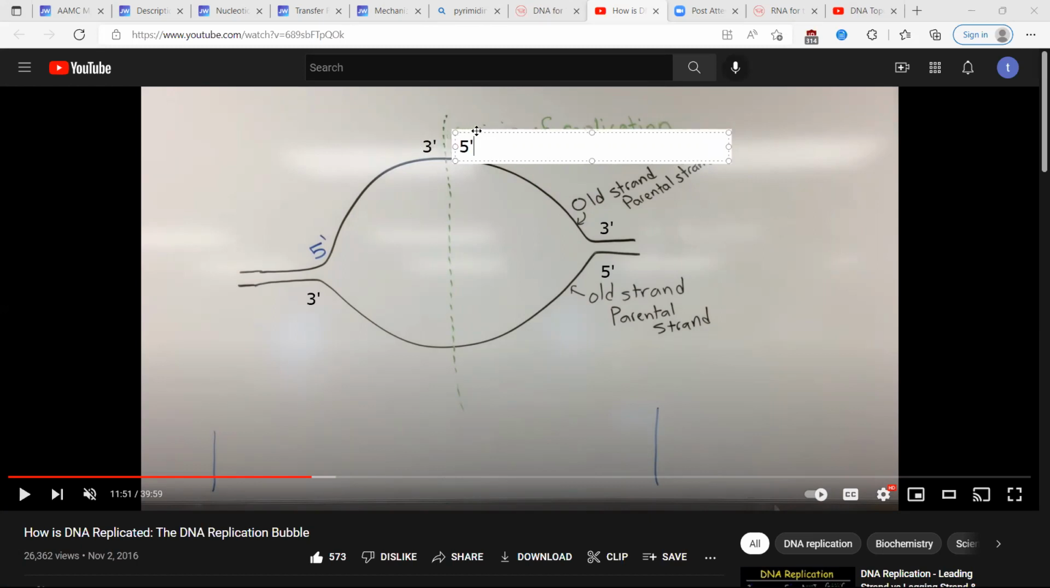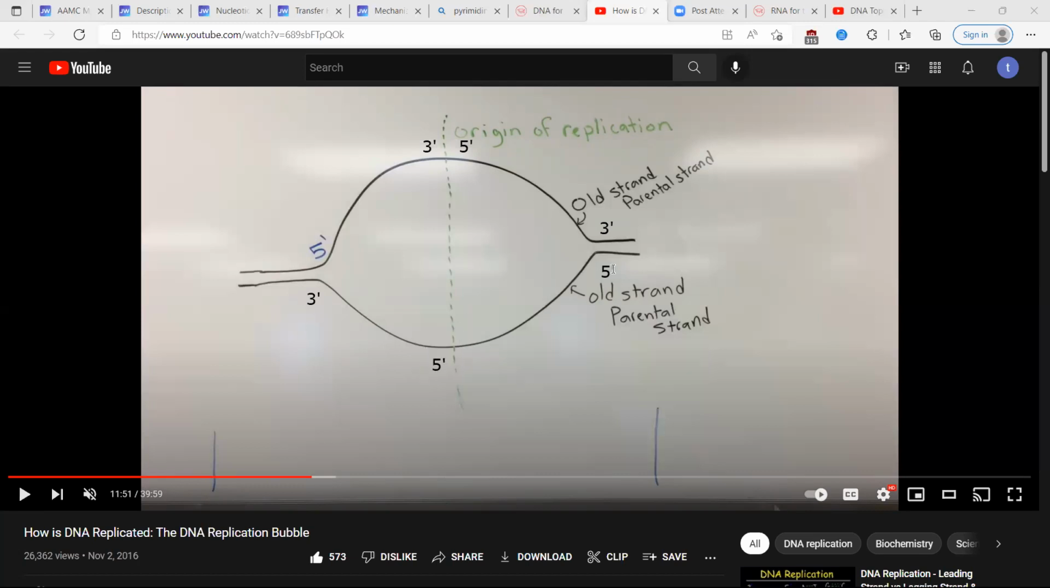So notice what I'm doing here. This whole strand is continuously 5 to 3. If the left side is 5, then the right side is 3. All right? And then the reverse is happening here. If the left side is 3, then the right side needs to be 5.